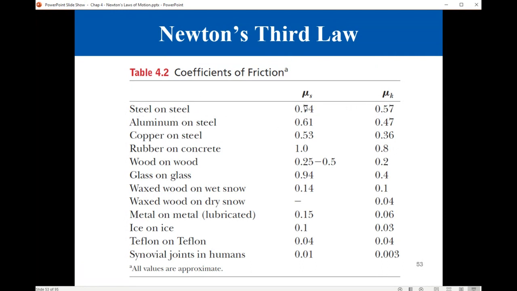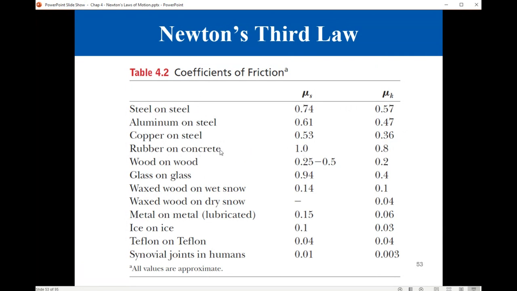So this is steel on steel, then aluminum on steel, you have these numbers. Copper on steel, less, it's 0.53 for static friction, 0.36 for kinetic friction. Rubber on concrete, this is the highest friction. It is 1. It is the highest friction. No other material will have static friction 1 except rubber on concrete.